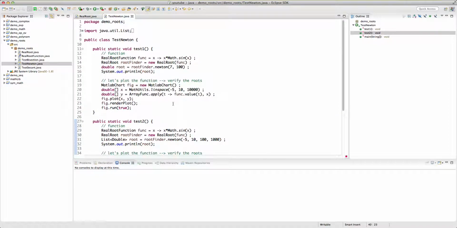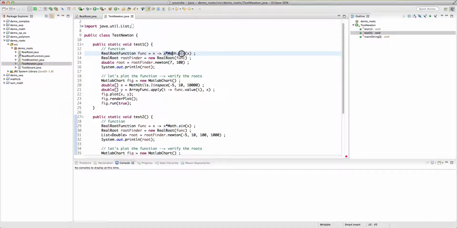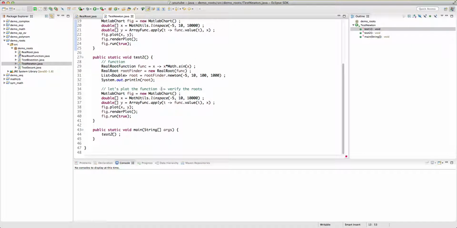Okay. Now, if you recall, we tried to search for all the roots of x times sine of x in the interval of -5 to 10 with 100 subintervals and 1000 max iterations for each subinterval, and we couldn't find all the roots.